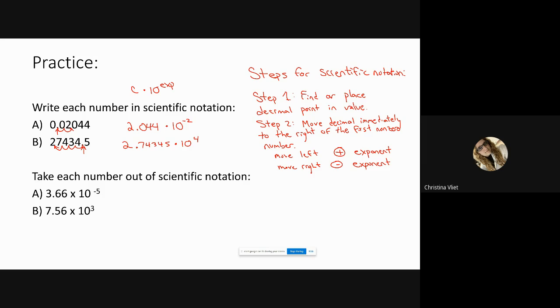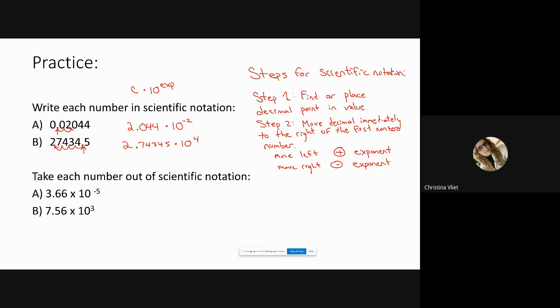Now, what about taking numbers out of scientific notation? You move it the opposite way. And my strategy is to look at the exponent to see if it's negative or positive, because that tells me if the value is large or small. Lefts and rights were confusing to me when I was younger. They can still be confusing now. I know for some of you, left and rights may be confusing.